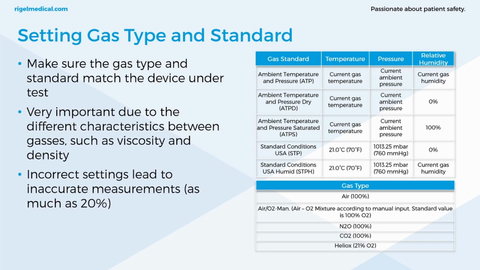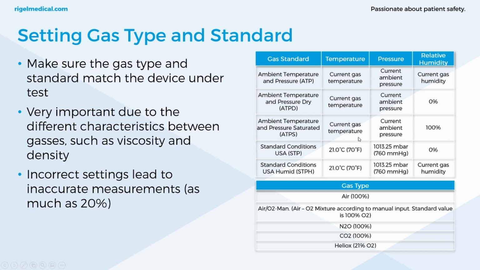Okay, so setting the gas type and standard, why this is important. Now, you always need to make sure the gas and standard match the device under test. You've got to ensure that the gas type and gas standard match the actual gas flow you're measuring. Very important due to the different characteristics between gases, such as viscosity and density. Incorrect settings lead to inaccurate measurements, and it can be as high as 20% inaccuracy.